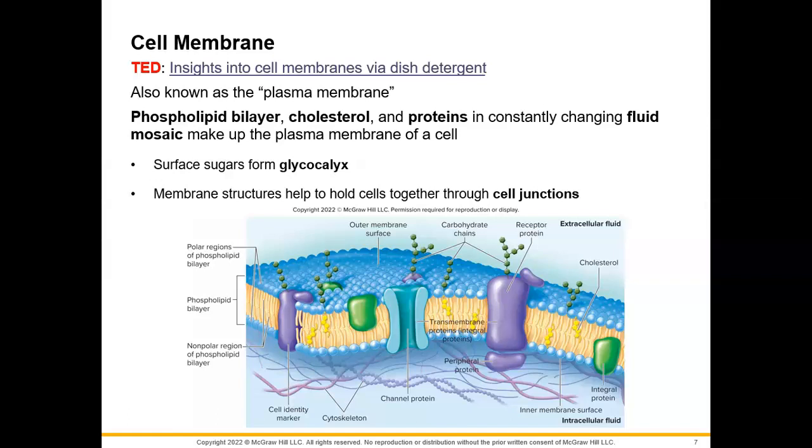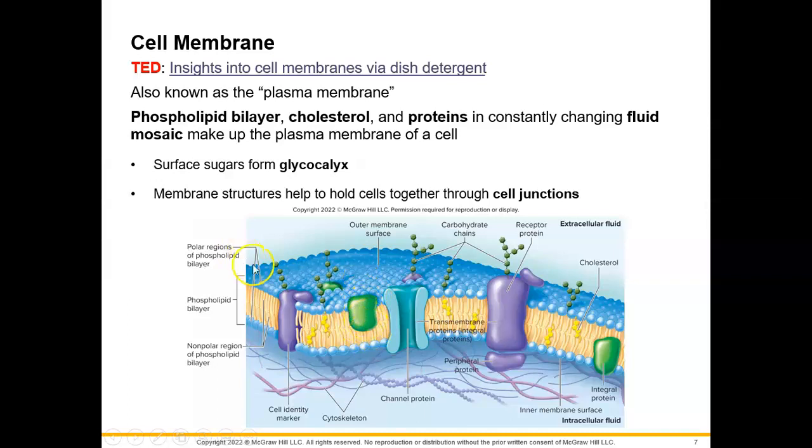The cell membrane is also known as the plasma membrane, and it's made up of a phospholipid bilayer with cholesterol molecules and proteins. Some of the proteins span the phospholipid bilayer from one side to the next. They're known as transmembrane proteins. You can also call them integral because they're embedded within the plasma membrane. And then we have peripheral proteins that are embedded in the membrane, but they are only facing one side of the membrane.